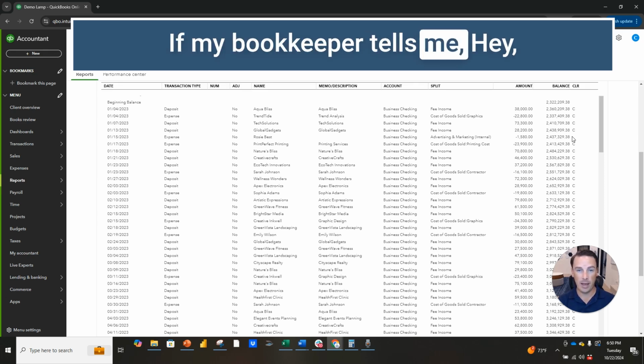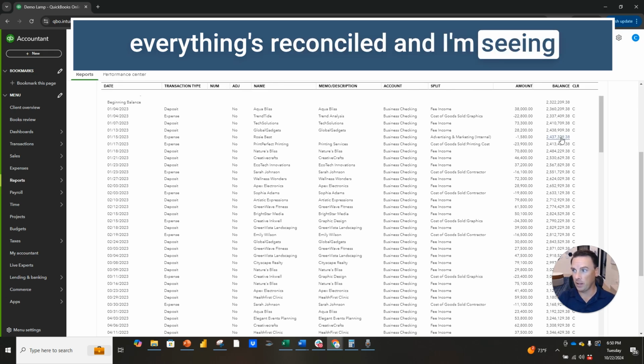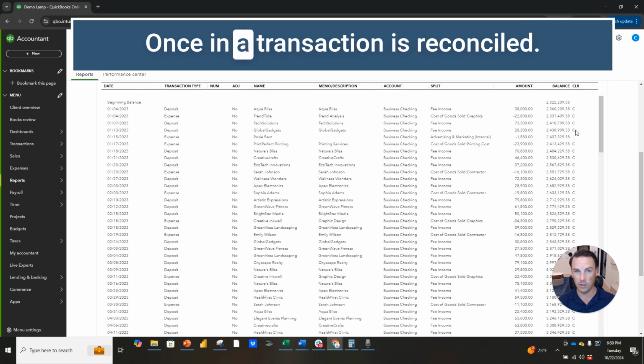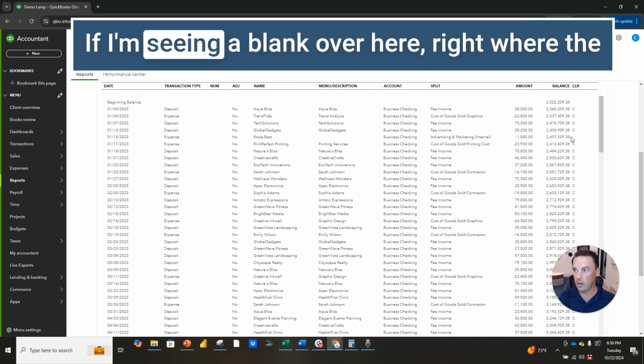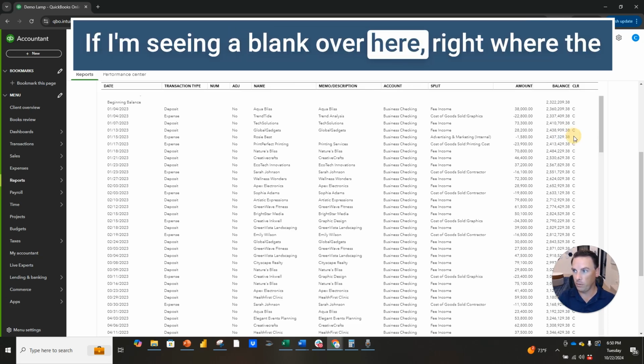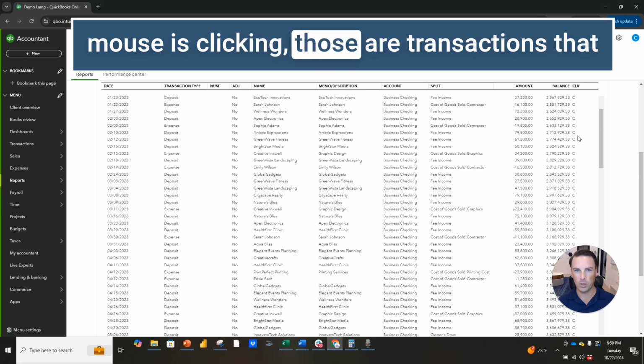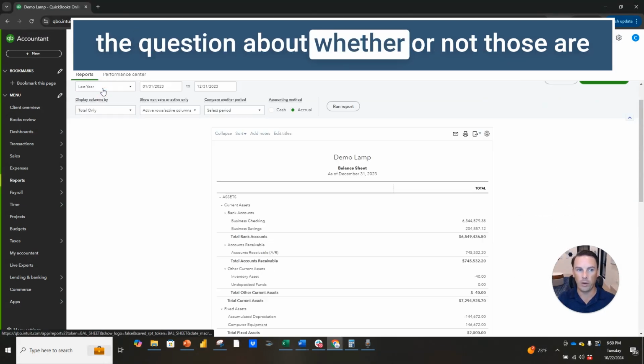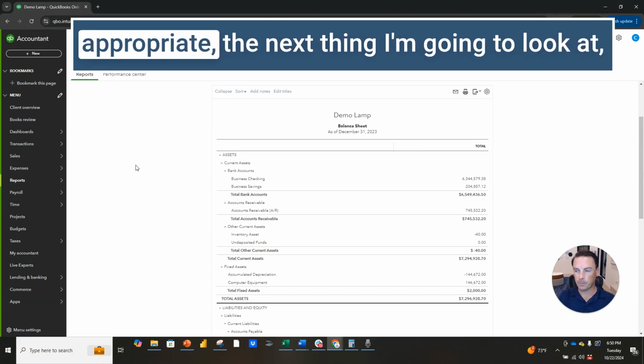If my bookkeeper tells me, hey, everything's reconciled, and I'm seeing these C's over here, these C's should turn to R's once a transaction is reconciled. If I'm seeing blank over here, right where the mouse is clicking, those are transactions that maybe shouldn't be here, and I should be asking whether or not those are appropriate.